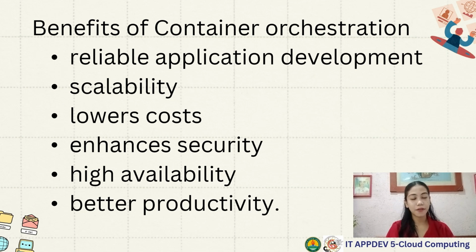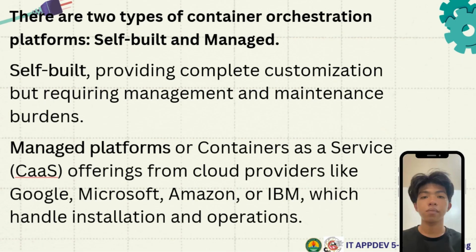Another is high availability. Using container orchestration tools, infrastructure failures can be detected and fixed more easily. If a container fails, a tool can restart or replace it automatically, helping to maintain availability and increase application uptime. And last is better productivity, where container orchestration boosts developer productivity, helping to reduce repetitive tasks and remove the burden of installing, managing, and maintaining the containers.